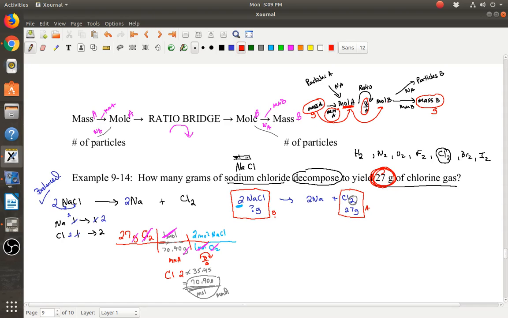So where am I now? I'm here. I'm now at moles of B because B was sodium chloride. To go from B to mass of B, I need the molar mass of B. So that's the next step. Now notice how I'm writing underneath each place what conversion factor I need to make this work. I need the molar mass of B, so I need the molar mass of sodium chloride.